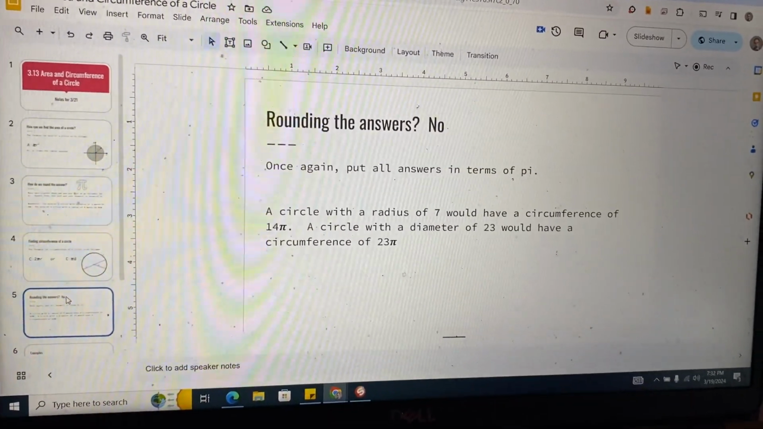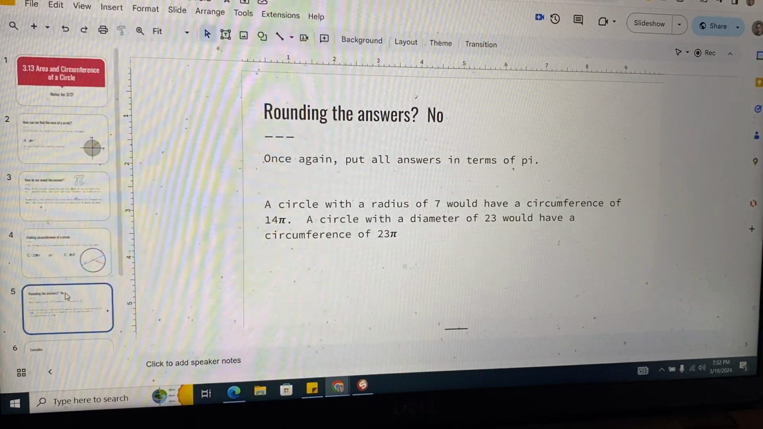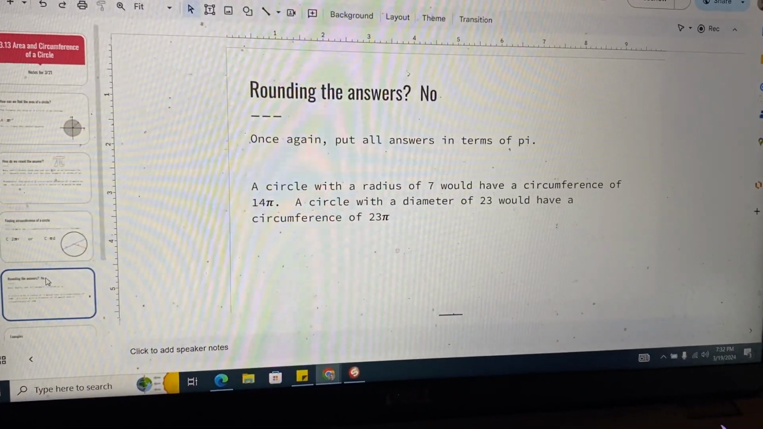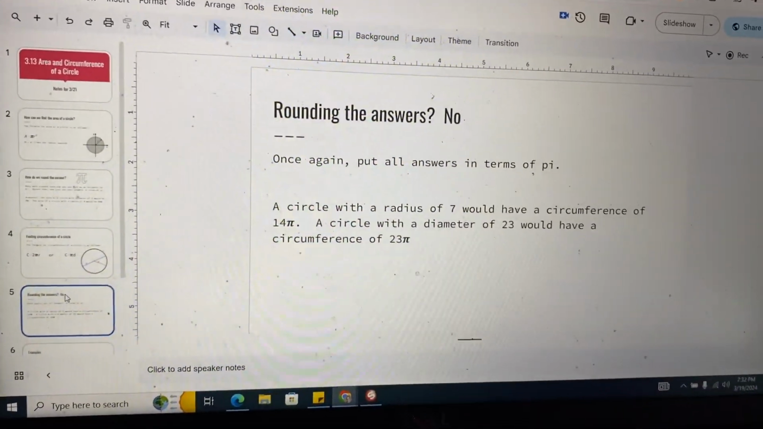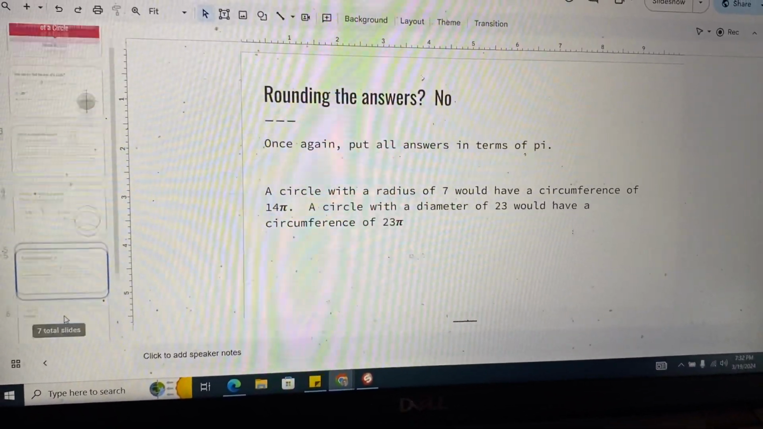So if it has a radius of 7, that's 7 times 2 is 14, times pi is 14 pi. A circle with a diameter of 23, we just take that 23 times pi, we get 23 pi.